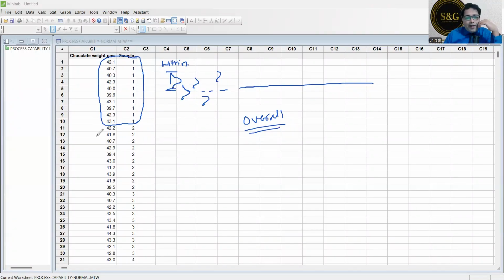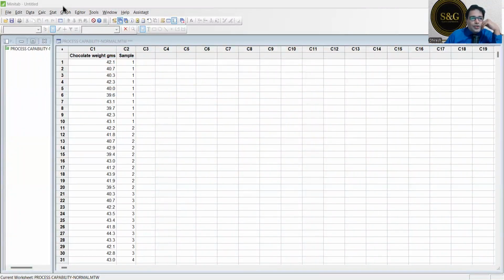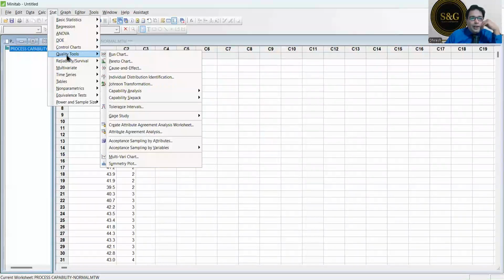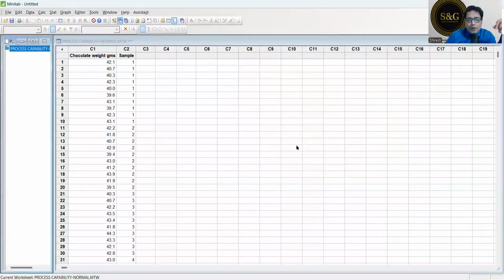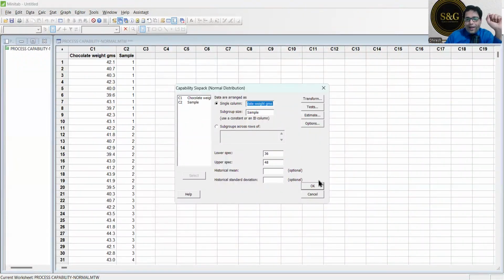Six pack instantly. I will do it once again. So go to Stat, go to Quality Tools, Capability Sixpack. Just below the Capability Analysis, there is a Sixpack. Go to Normal, put the data in, and say OK, and you'll get a six-pack analysis directly.